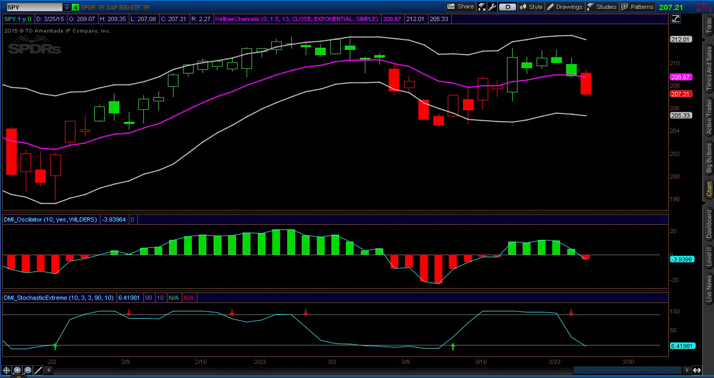And in this week's edition of Trade of the Week, we're going to pick up some volatility protection as the market seems to be pulling back here.